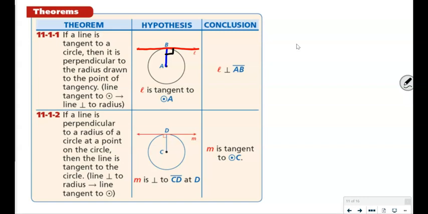So then the converse of that is if a line is perpendicular to the radius of a circle, then the line is tangent. So if I do see this right angle here, then I know that this line right there has to be a tangent line, right?